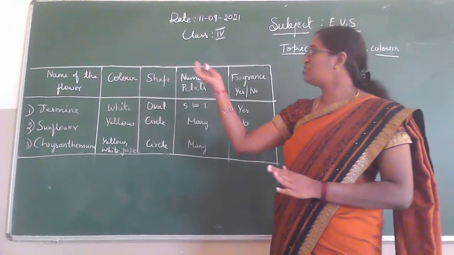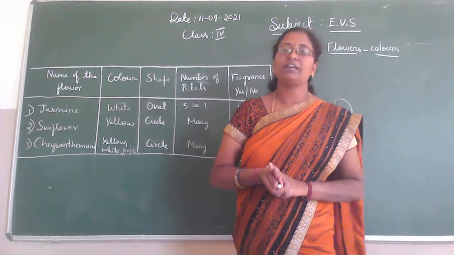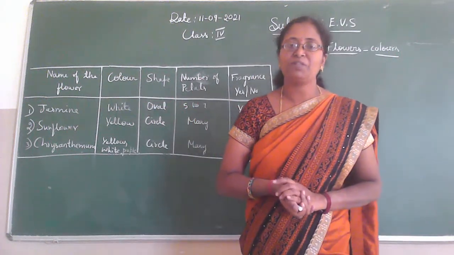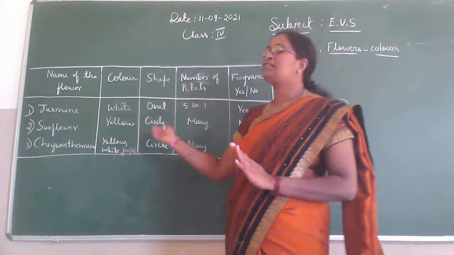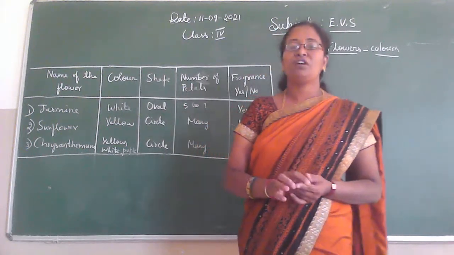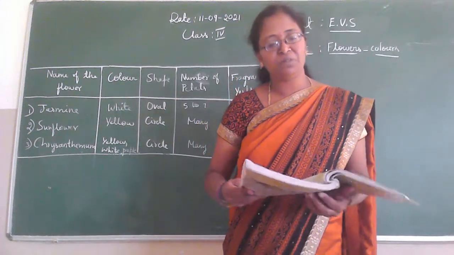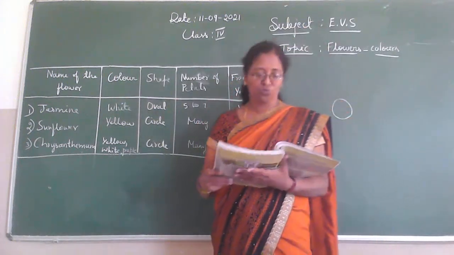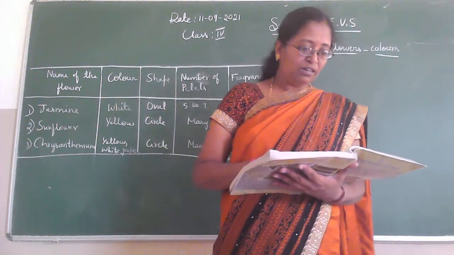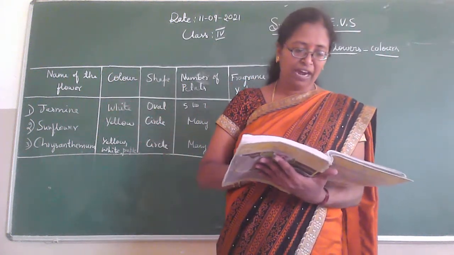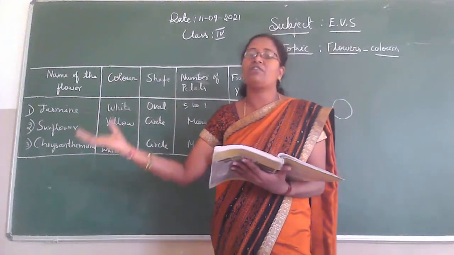So in this table we know about the characteristics of three types of flowers, that is jasmine, sunflower and chrysanthemum. Now come to the conversation. We are going to read the conversation between the teacher and the students. The teacher is telling, come, let's go to the nearby garden and get introduced to a variety of flowers.